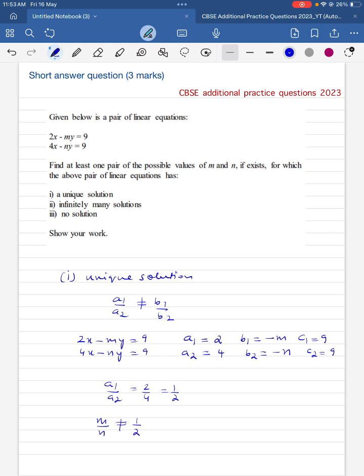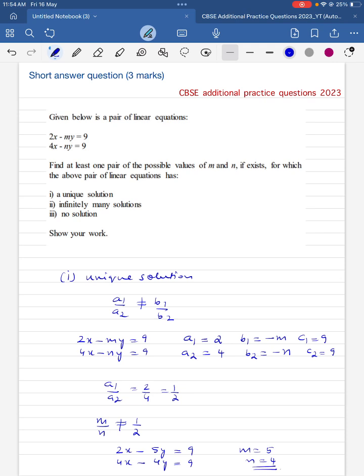Now you just have to think of two equations. Fill in the values for m and n such that the ratio will not be equal to 1 by 2. So 2x minus, instead of m, let me assume 5y equal to 9, and instead of n, let me assume 4y equal to 9. Now you can see that a1 by a2 is 1 by 2 but b1 by b2 is not equal to 1 by 2. So this is a perfect example of two equations with a unique solution. So I have assumed m is equal to 5 and n is equal to 4.